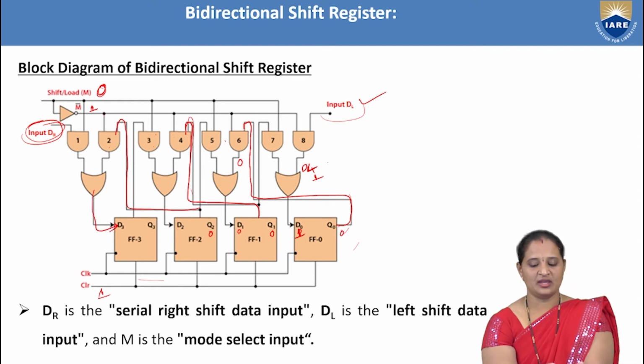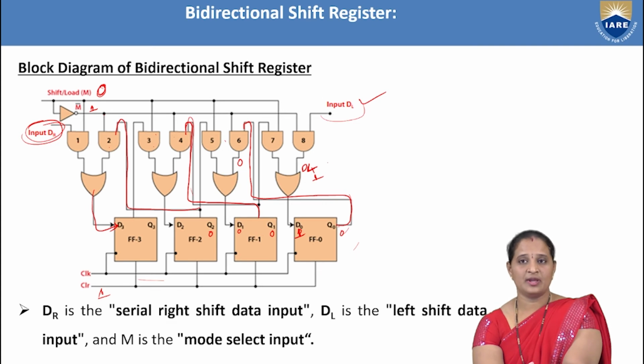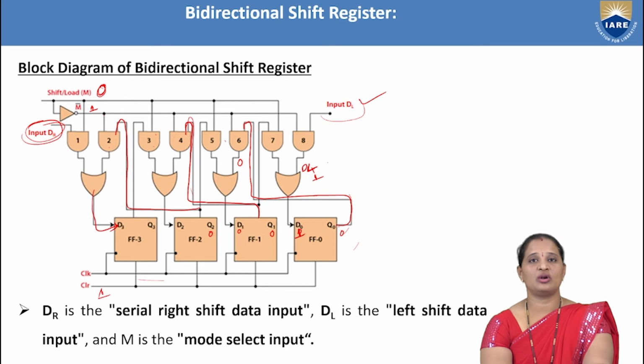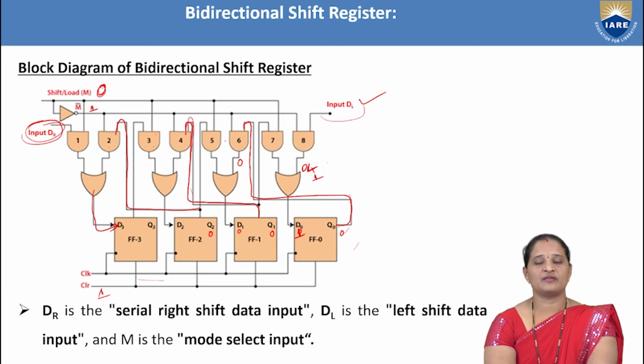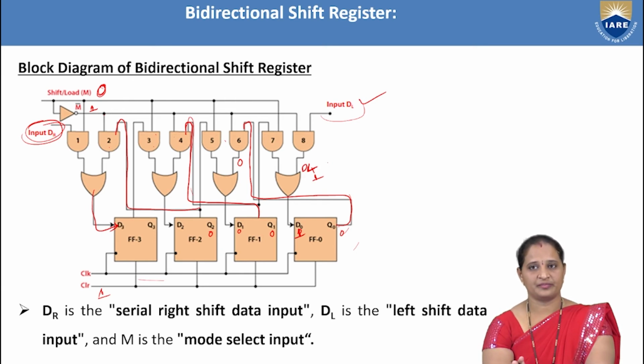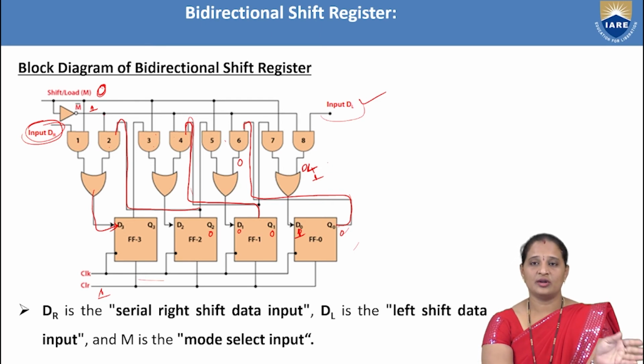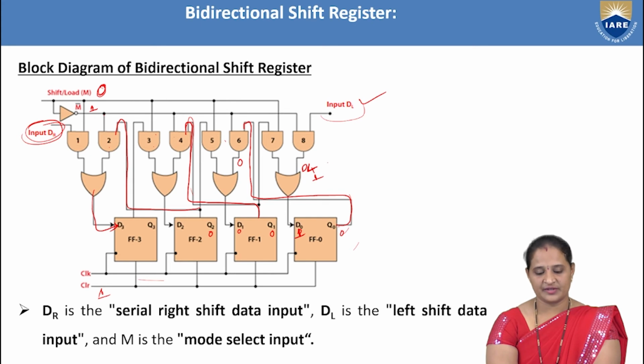That means what is happening here? The data is moved from right to left. So that means when the shift or load control input is 0, it performs the left shift operation. That means the data is shifted from right to left. That means it performs the left shift operation.